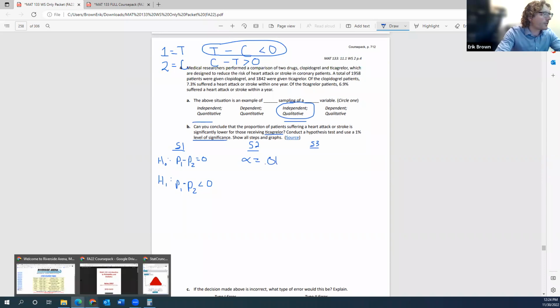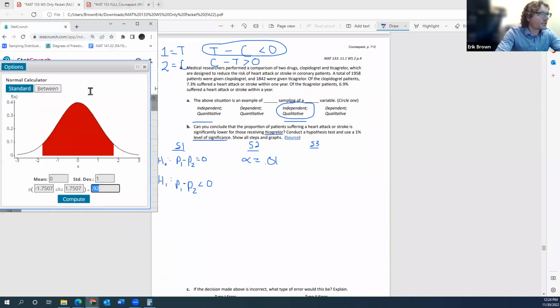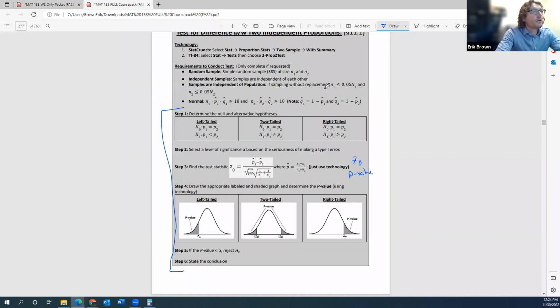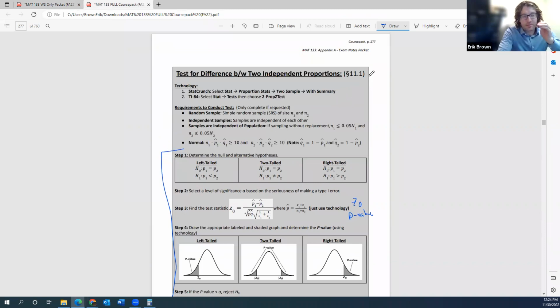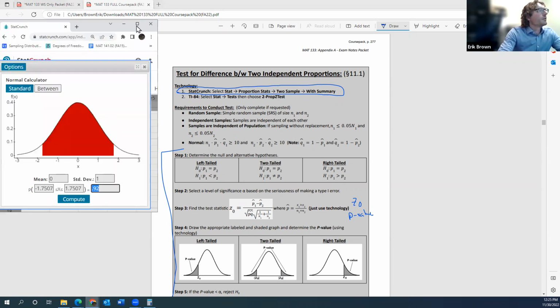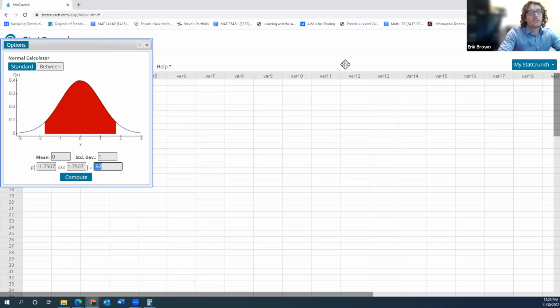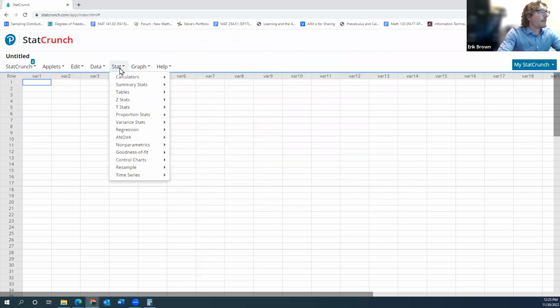Let me pull up StatCrunch so you can see all the stuff we're going to have to put in StatCrunch for this. First, as a reminder, if you're using your reference sheets properly, it tells you where to go in StatCrunch. You don't need to guess. You don't need to wonder about it. It's right there. You just need to know how to read it. All right, so we're going to go to Stat, Proportion Stats, Two Sample with Summary. Here we go.